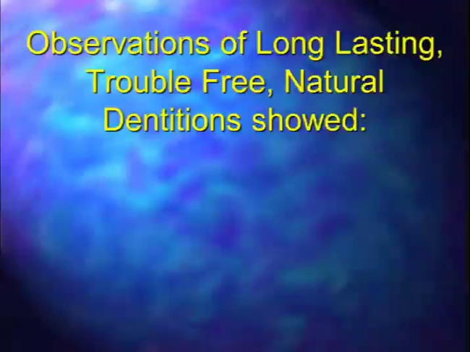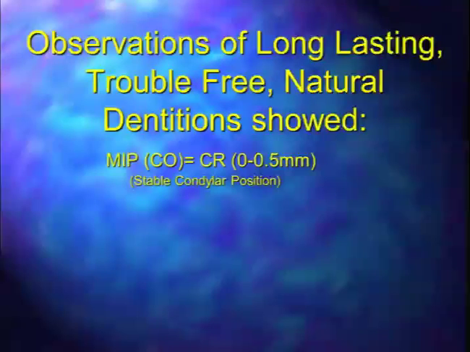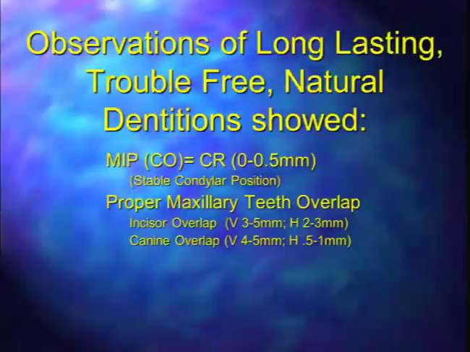What he did is studied healthy dentitions that had little or no wear, no periodontal disease, and no TMD problems and found similarities, or what he called observations of long-lasting, trouble-free natural dentitions. And that showed that MIP or CO equaled CR within a half a millimeter, that all these patients had a stable condylar position. There's also a papillary maxillary teeth overlap, that the incisor overlap averaged vertically 3 to 5 millimeters and horizontally 2 to 3 millimeters. The canine overlap averaged vertically 4 to 5 millimeters, with the horizontal being half a millimeter to 1 millimeter.